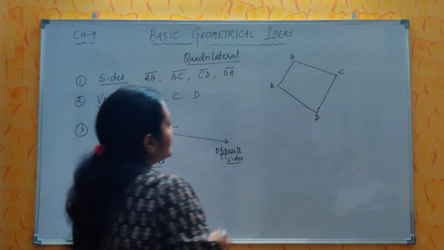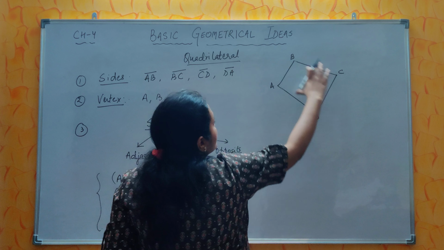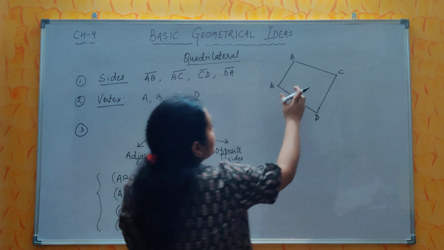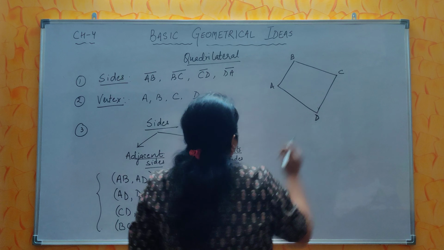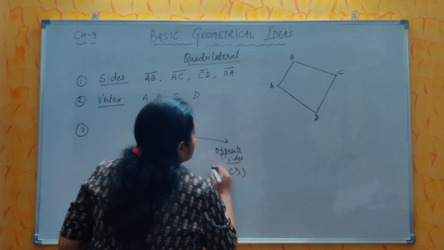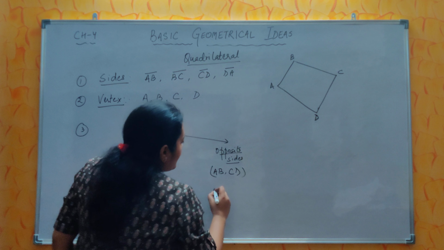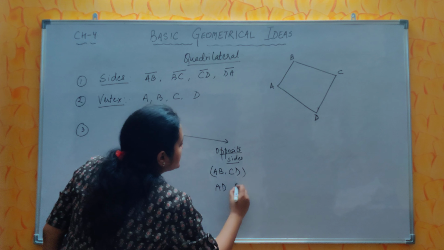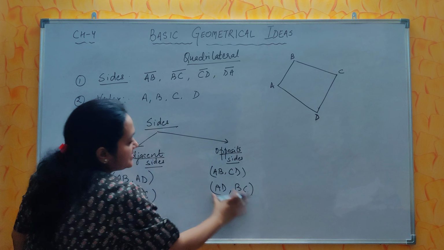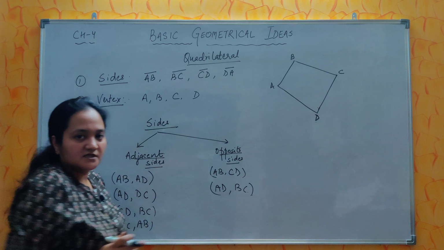What are opposite sides? Opposite sides are those sides which do not have any common endpoint. Like in this case, AB and CD are opposite sides, and again AD and BC is an opposite side pair. AB and CD are opposite sides, AD and BC are opposite sides.